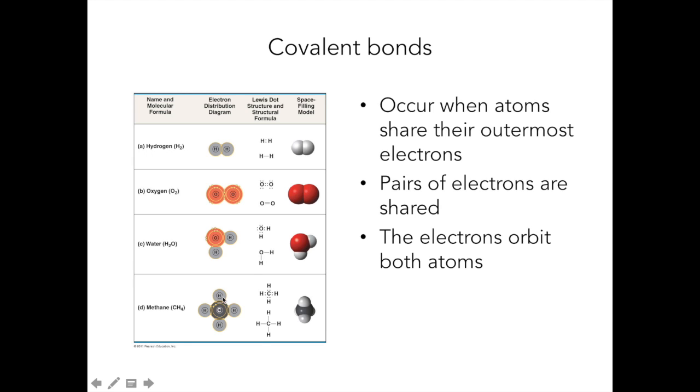Anyway, methane is CH4, one carbon atom, and 4 hydrogen atoms. So carbon forms 4 different bonds because it has 4 valence electrons. So it wants to fill its valence shell, have 8 total. So in order to do that, it can form 4 of these covalent bonds, share 4 pairs of electrons. Okay?